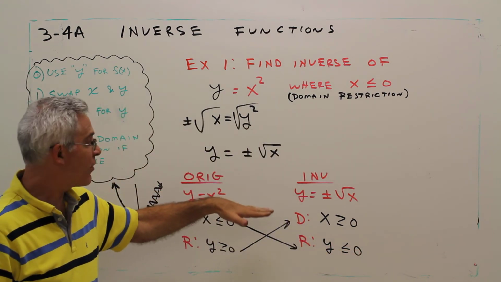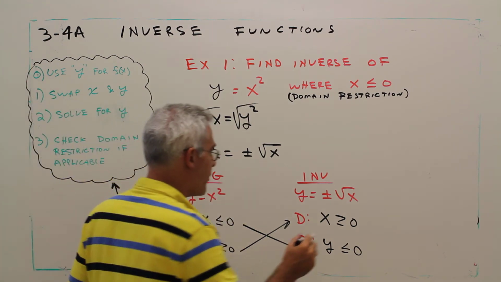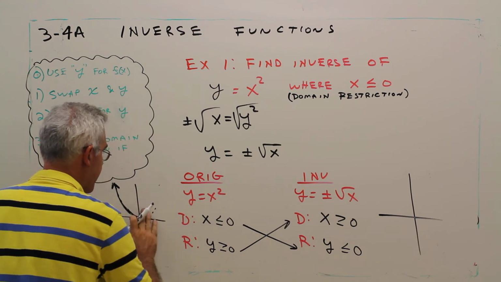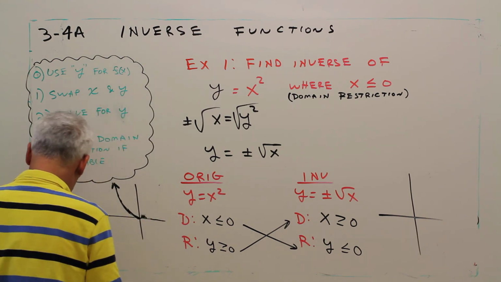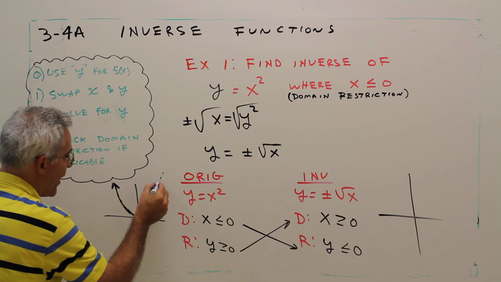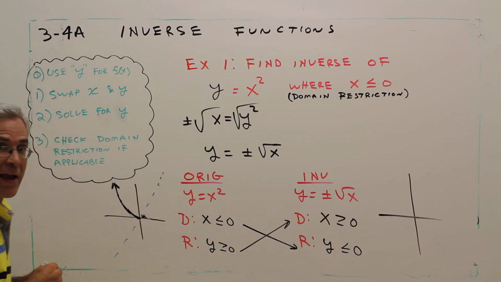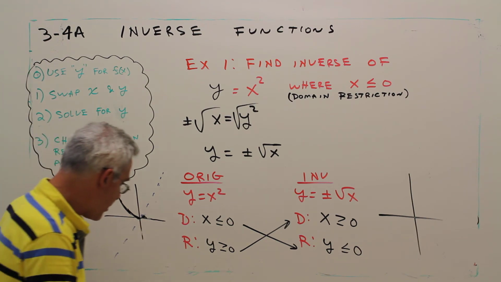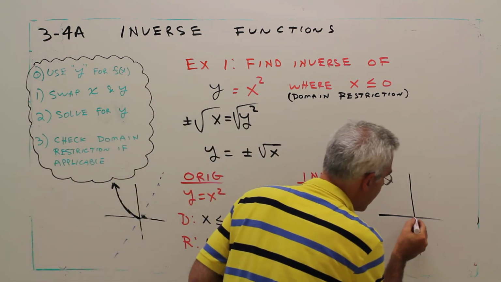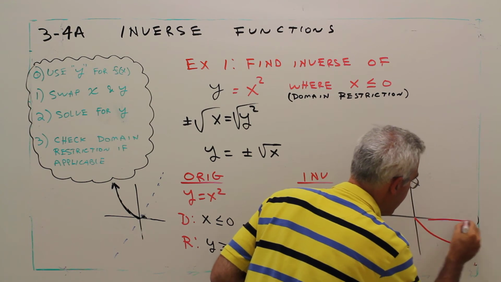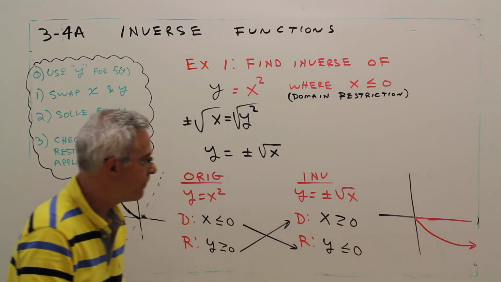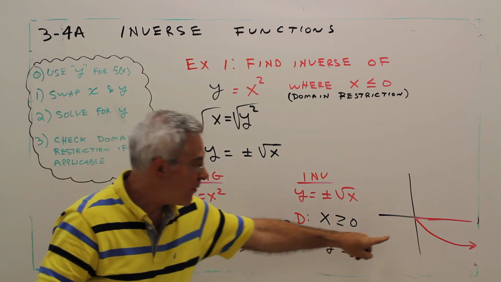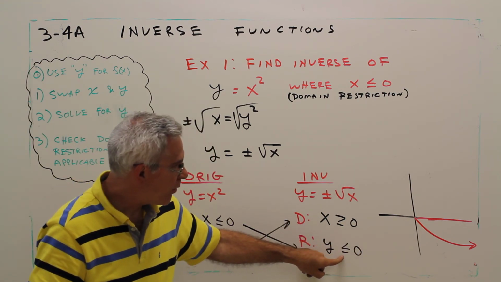I also like to sketch a quick graph of my inverse. Now the way the function and the inverse work is they are reflected about the line y equals x. So if I were to reflect this about that line, you'd see that it was graphically like that. All right, also, my range, that matches my range, y less than or equal to 0.